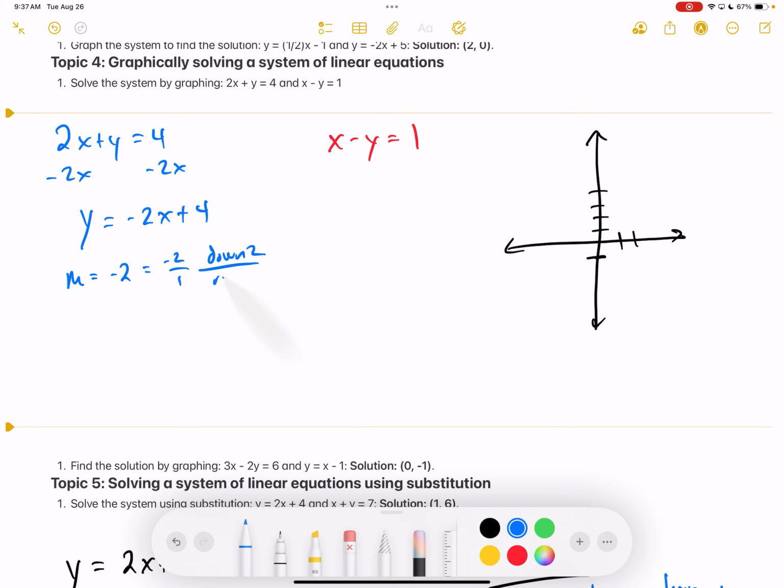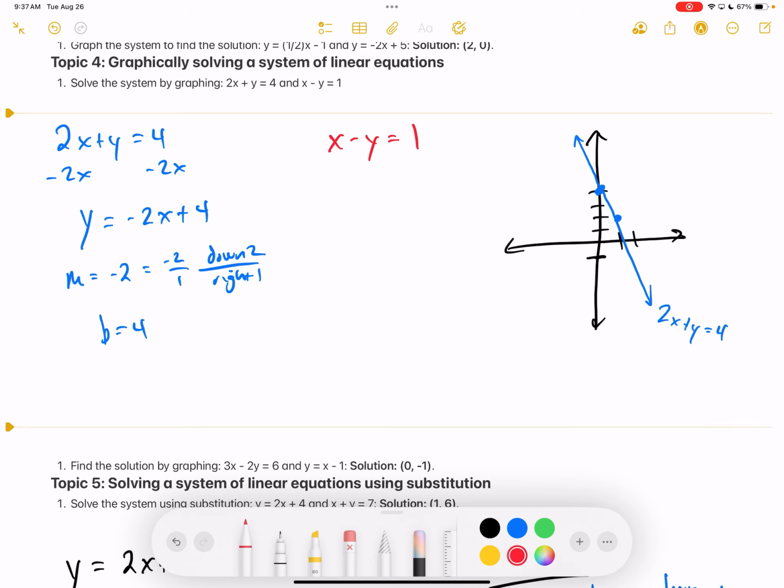So I go down 2, to the right 1, and my y-intercept is 4. So I start at 4. I go down 2, to the right 1. And that is that equation. That is my 2x + y = 4 equation.